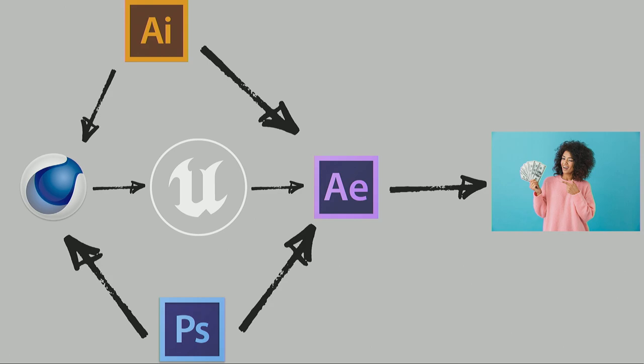Now, typically, I would take the vector imagery, bring it over to Cinema 4D, extrude it, and do some basic animations there. Then I would bring it over to Unreal, where now I'm pretty much doing 80% of my work. And from there, if I need to, I would do some exporting out, maybe with CryptoMats or a reflections pass or something like that, and send it over to After Effects.